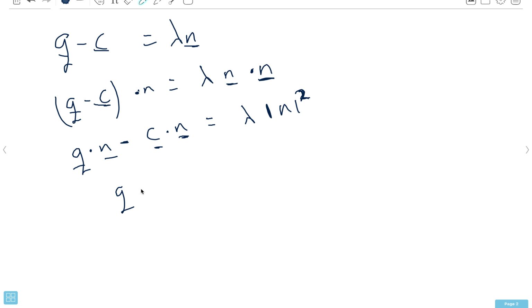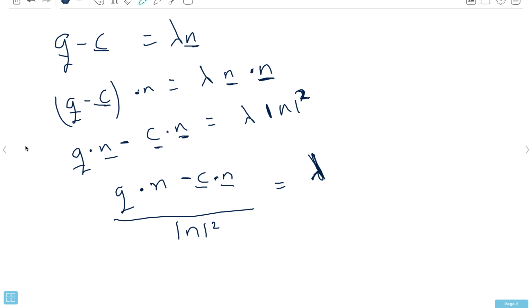So we have Q dot n, is that clear enough? Q dot n minus C dot n, divided by the length of n squared, is equal to lambda. So now we have lambda in terms of things that we should know. So what is Q dot n and what is C dot n?